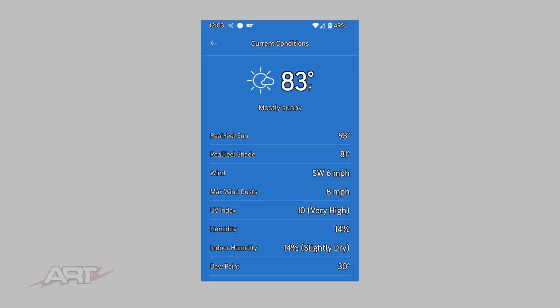In this scenario, the temperature is 83 degrees. The humidity, relative humidity, is only 14%. So not much chance of blushing. We'd have to get all the way down to 30 degrees temperature before we would see 100% relative humidity, because the dew point is 30 degrees.